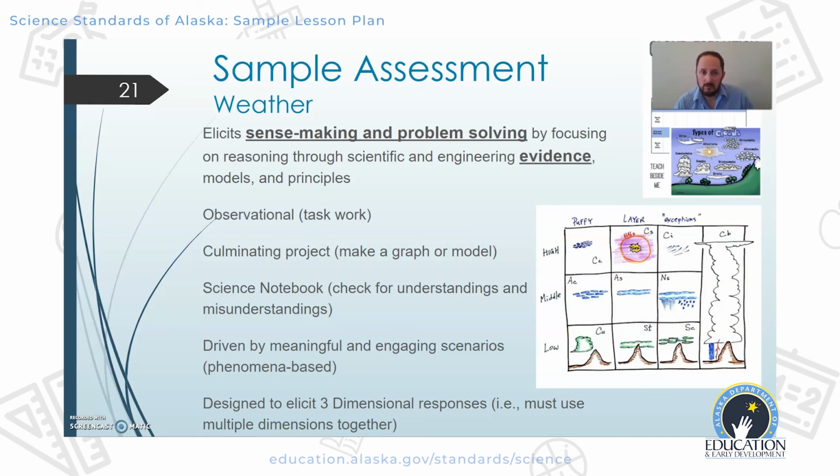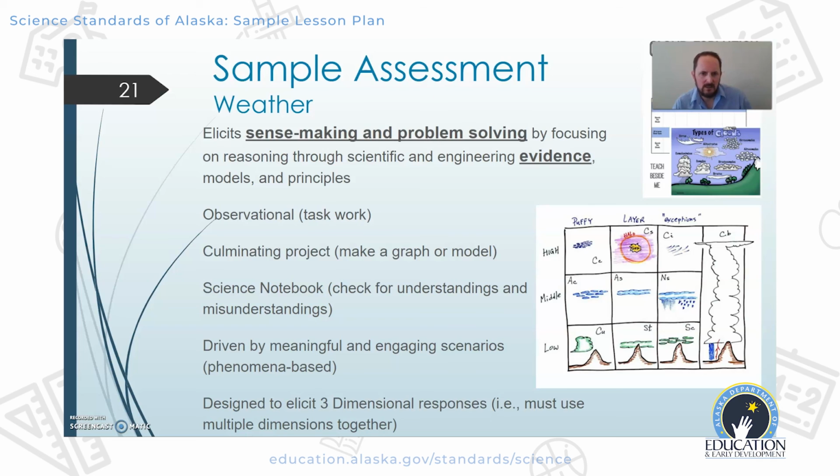Observational or group work could also be a form of assessment. And a culminating project could use multiple skills in one project. My go-to is Science Notebook for most projects that we work with. They should be driven by meaningful and engaging scenarios. I particularly use scenarios with my engineering projects. It allows me to make it local and relevant to the kids.